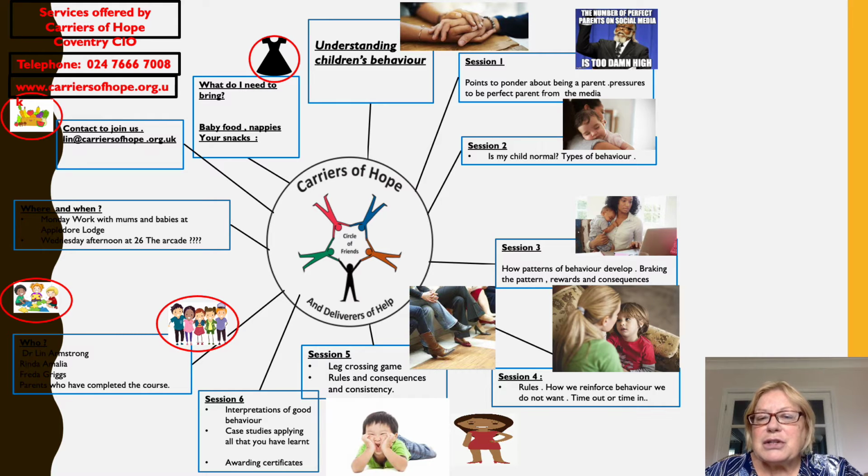On session 5, we're going to talk a lot about consistency, the idea that rules have to have consequences. And if we forget to give the consequence, the rules go by the by, and we're back at the beginning again. Session 6 is going to be all sorts of talking about case studies, applying the knowledge that you've got throughout the sessions, throughout the course. And usually on session 6, we have the certificates awarded and a little bit of a look back about what's worked for us and what's good for us.